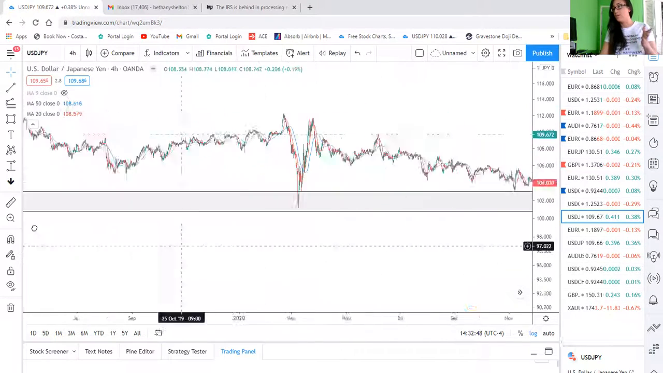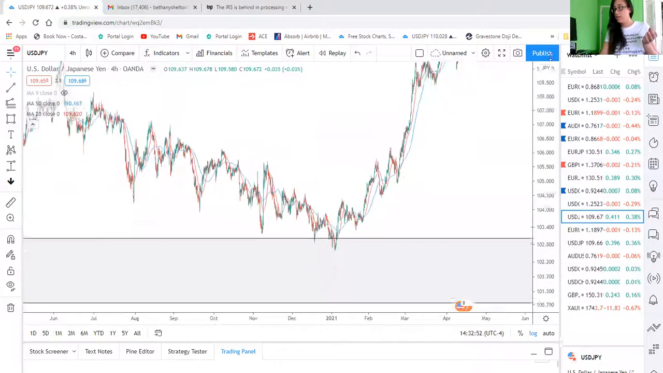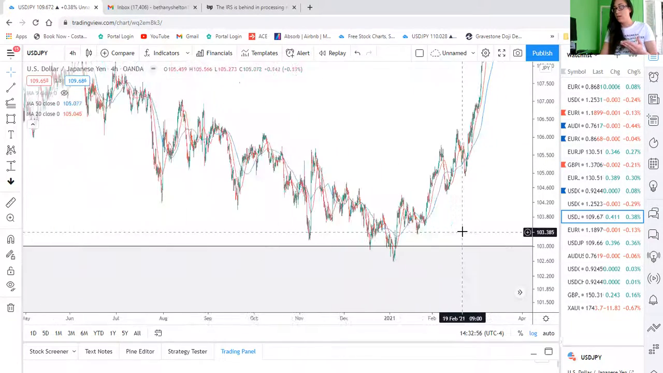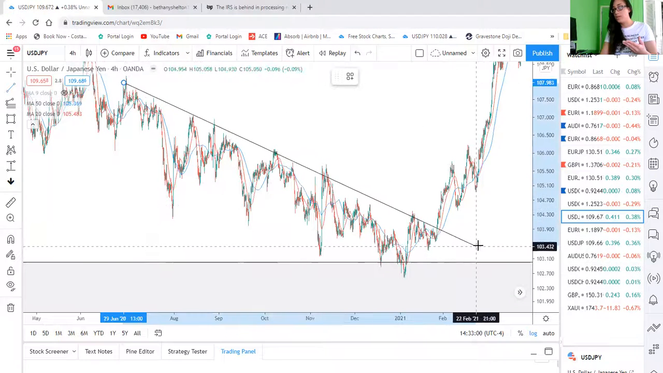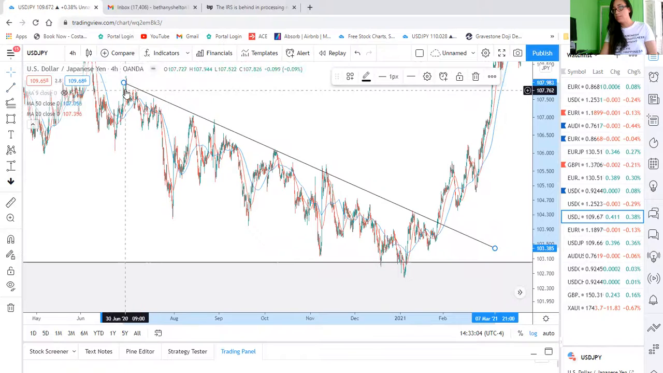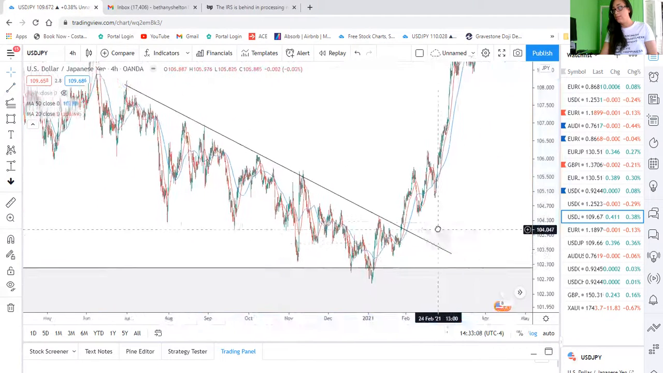Okay, so that's too far out. Let's scratch that. Let's talk about this area. So we know that this is a demand area, right? So we draw our trend line to see what's really good. Draw our trend line, and then we wait for price to break.